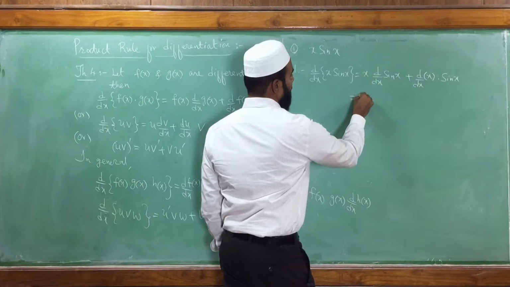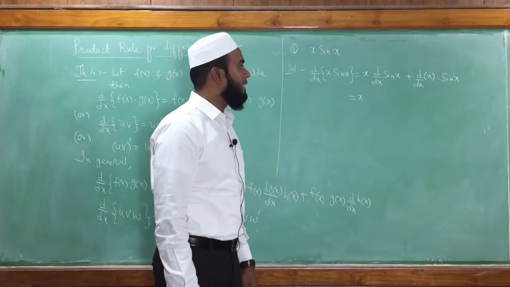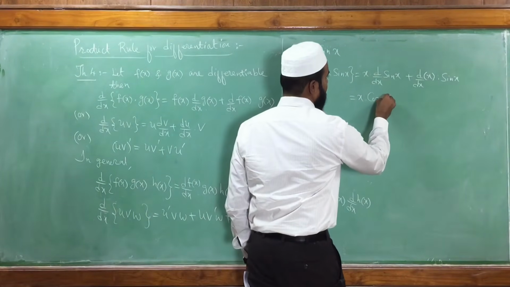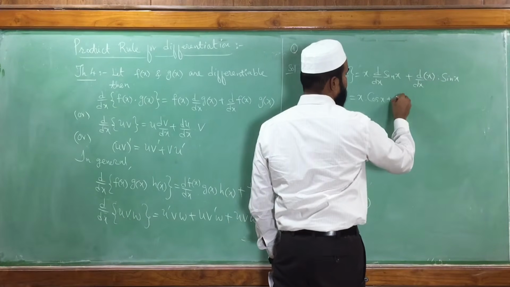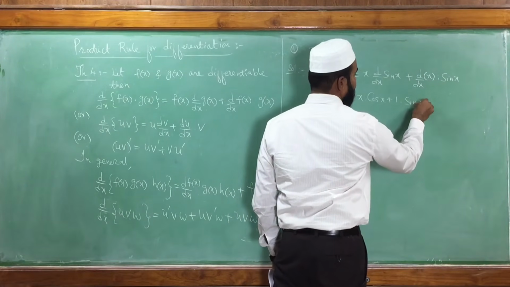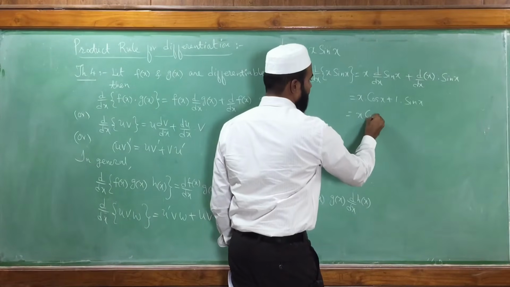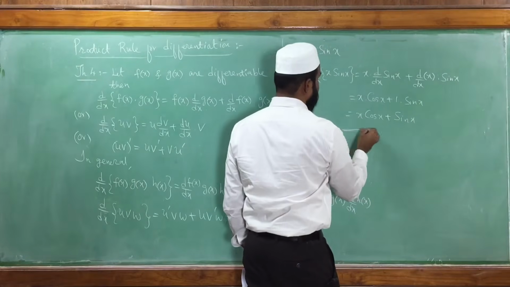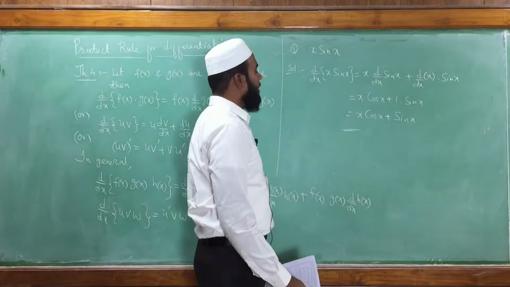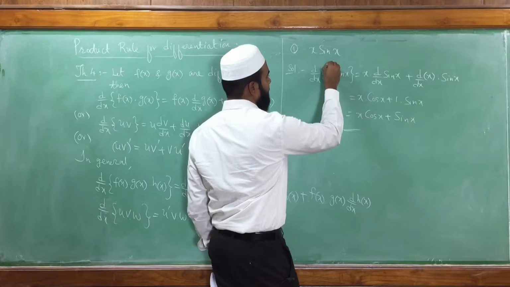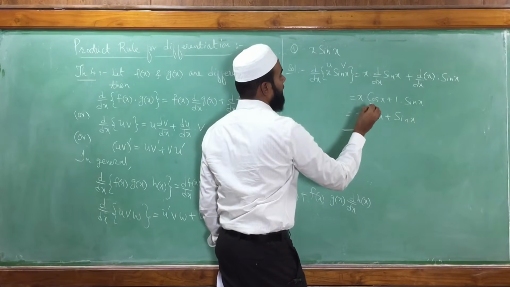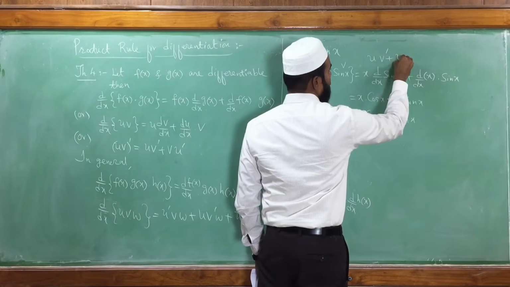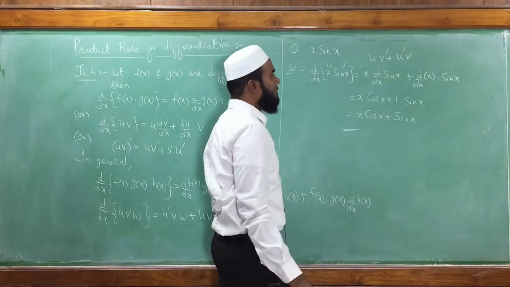This is equal to x into d by dx of sin x, derivative of sin x. Derivative of sin x is cos x, plus derivative of x is 1 into sin x as it is. So what we will get, x into cos x plus sin x, right? This is the derivative of x into sin x. What we have done, we have considered this as u and this as v. Then we have used the formula u v dash plus u dash into v. That formula we have used here.